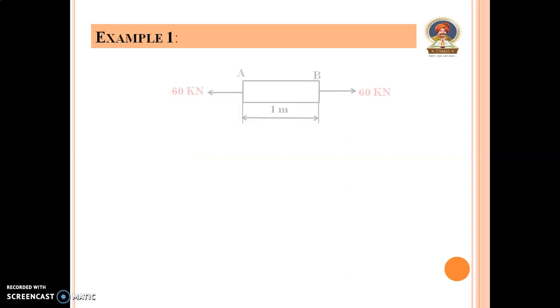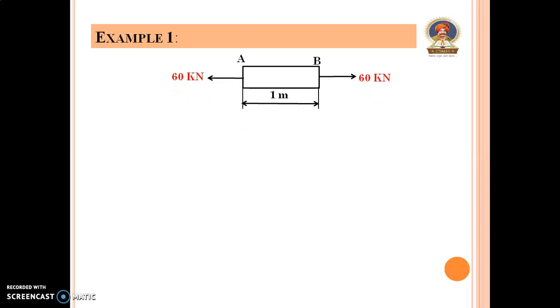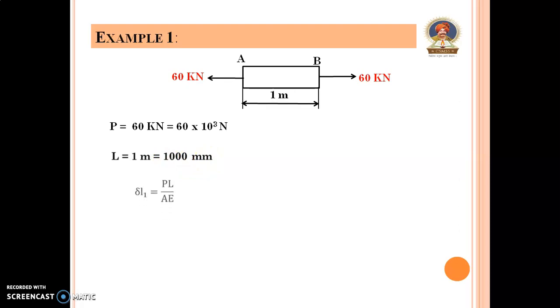So once again here we have drawn the diagram, and now put the values. Tensile force P is equal to 60 kilonewton, convert it into Newton, 60 into 10 raised to 3 Newton. Length 1 meter. This 1 meter is converted into mm, that is 1000 mm. Area is given.